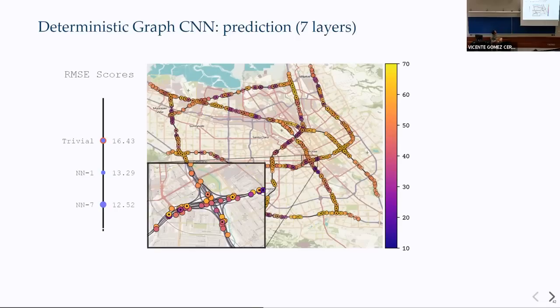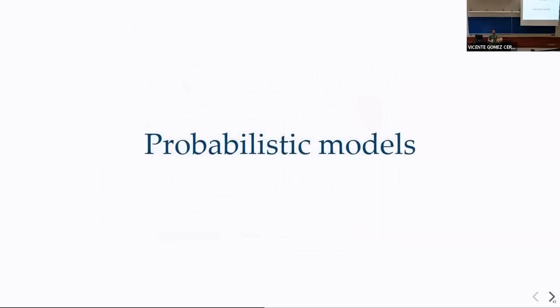Okay, so we have this graph convolutional neural network, which works well for prediction, especially the deep one. It is able to capture the geometry. So great. Sanity check complete. Now we can actually try probabilistic models.